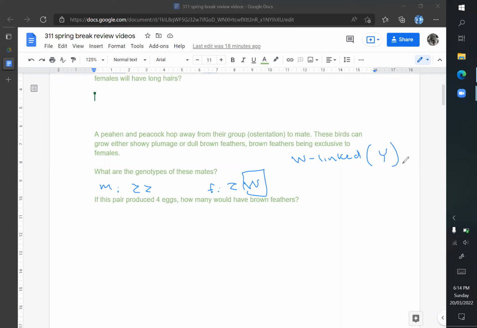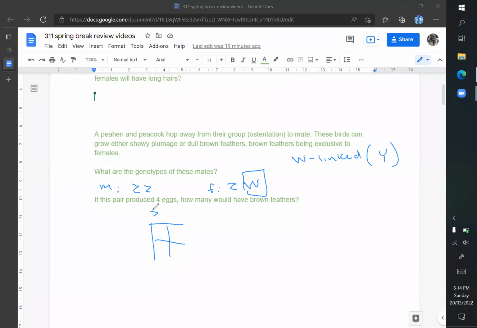So if this pair produced 4 eggs, how many would have brown feathers? We know, for a fact, that only females can have brown feathers. So when we're asking this question, we're also asking how many of the offspring would be female. We can do this cross very nice and easily.